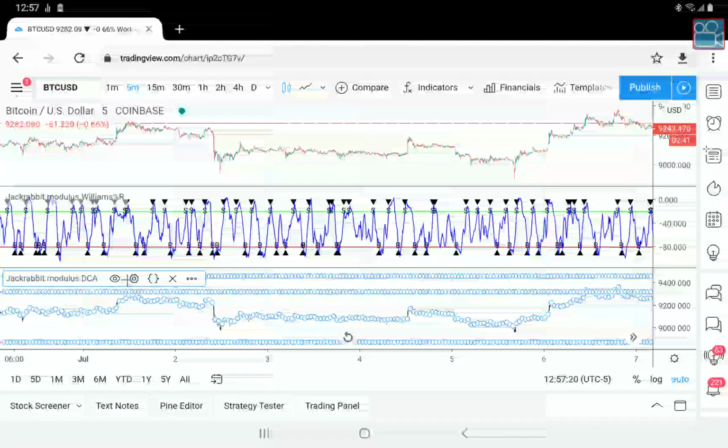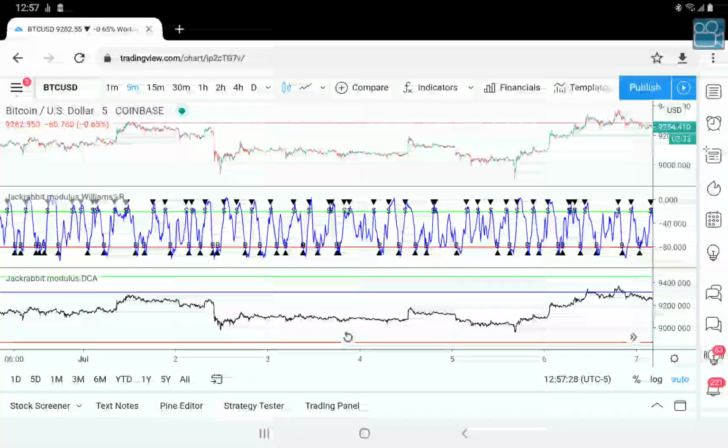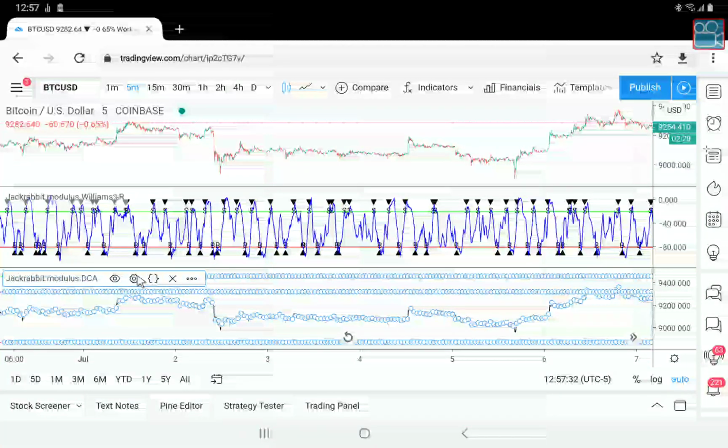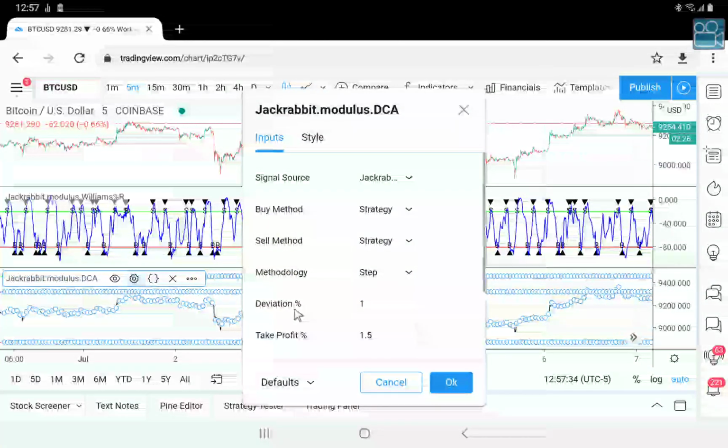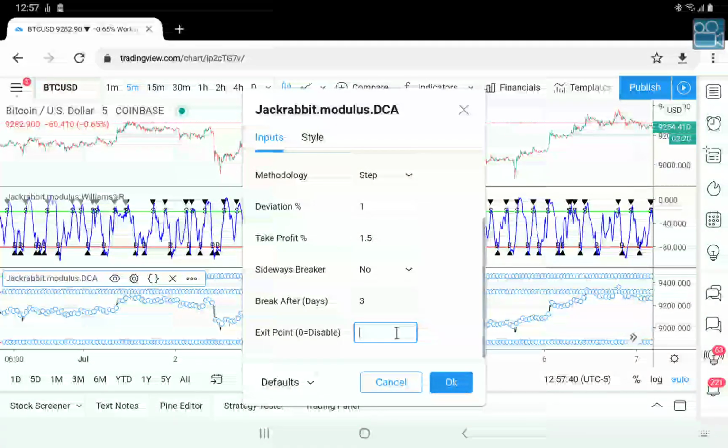Now you can also use an exit position, and I personally prefer using 11. Because for a lot of these indicators, you really don't need to go above 100 unless you use the sideways breaker.